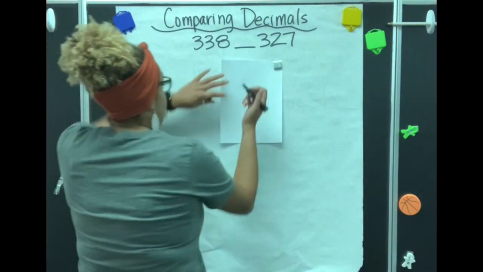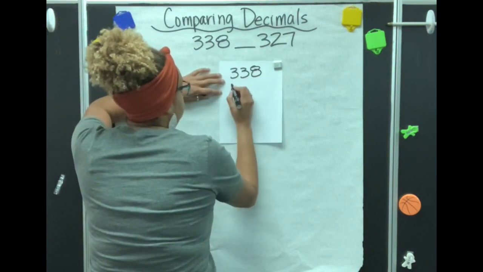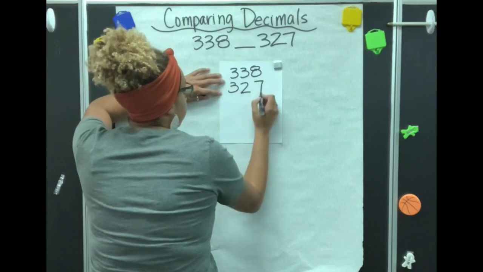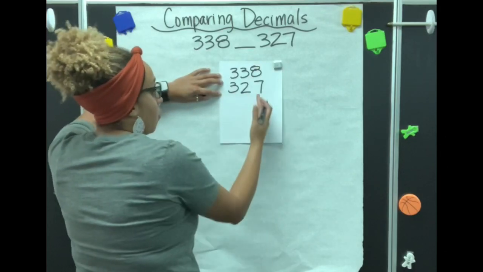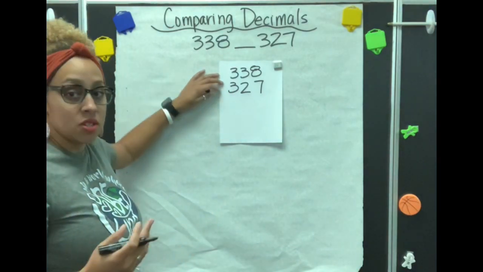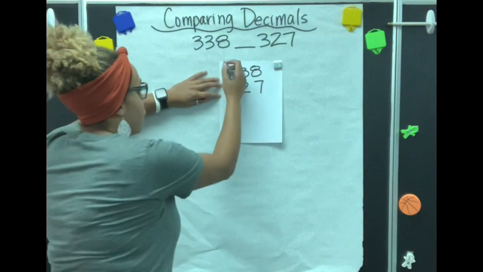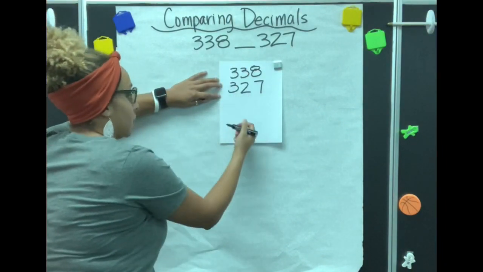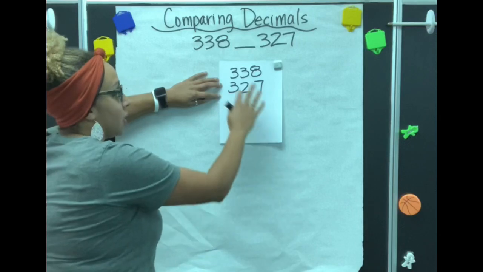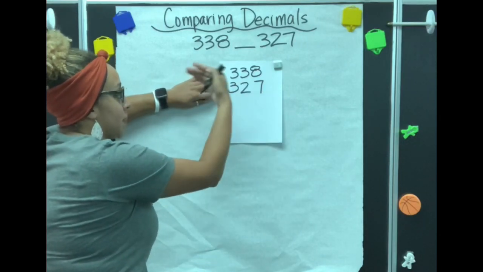So I'm going to line these up. So I've lined them up. My ones place, tens place, hundreds place. And now what I do is I start at my biggest value because, like I said, if this had a 4 in front of it or a 1 in front of it, it would automatically be bigger because it has value in the thousands place. So I always start at my biggest value.